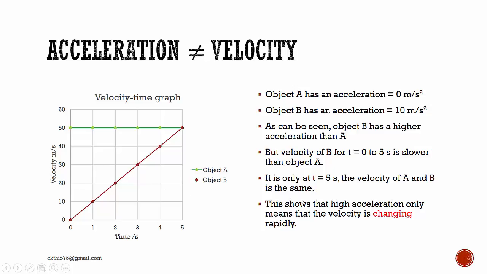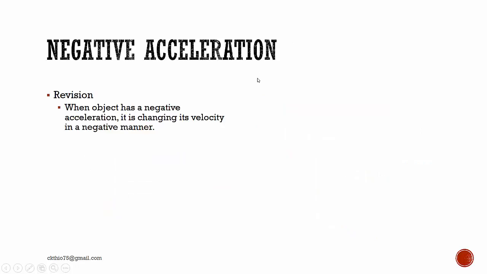So this example just shows that high acceleration only means that the velocity is changing rapidly. In this case, A does not change, B changes by 10. So acceleration doesn't equate to the value of velocity. It changes the velocity fast. Okay, so right now let's go to negative acceleration.